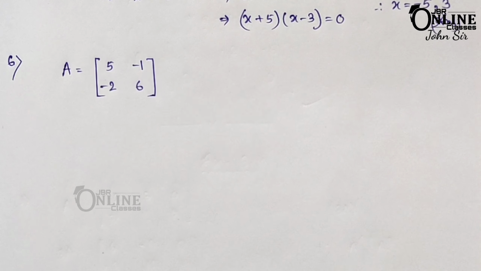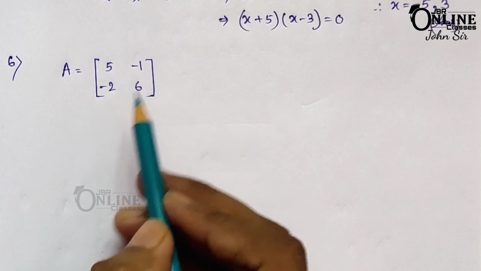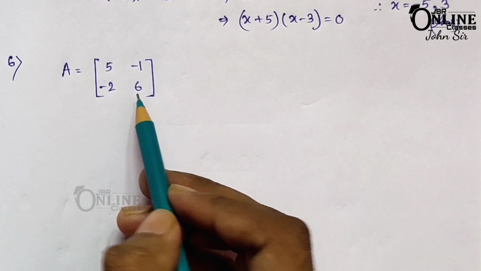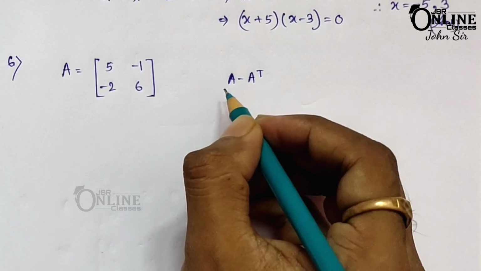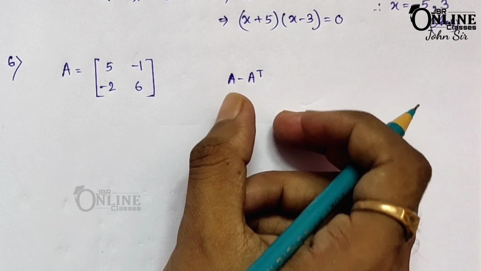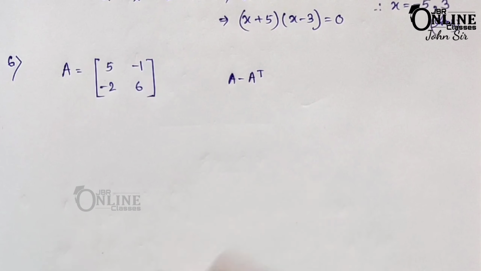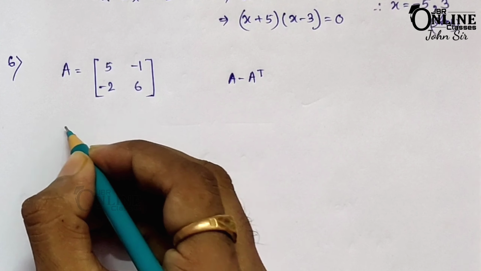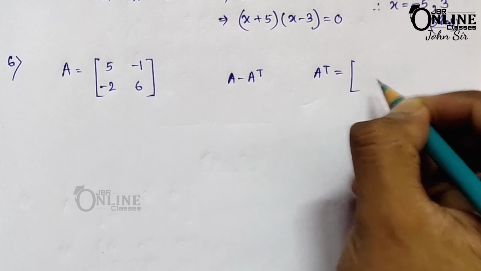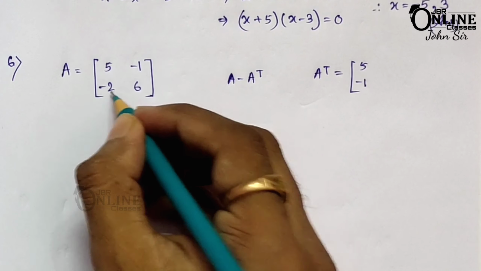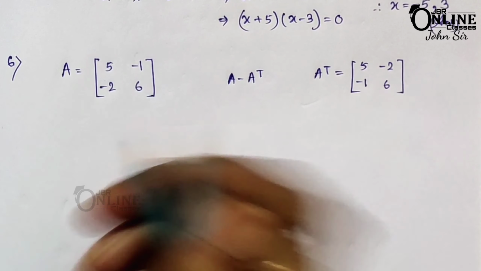Now sum number 6. In sum number 6, here A equal to 5 minus 1 minus 2 6. Determine whether A minus A transpose is symmetric or skew symmetric. That means as same as the previous one. So first you have to find out A transpose. So here A transpose will be 5 minus 1 as the first column, and then minus 2 6 as the second column. So that is A and that is A transpose.